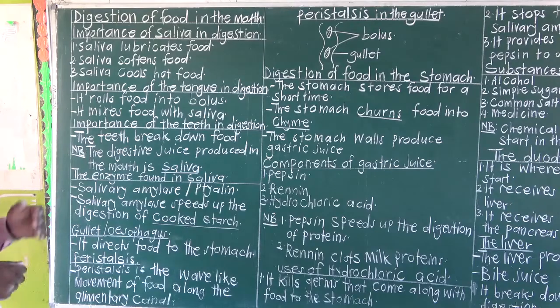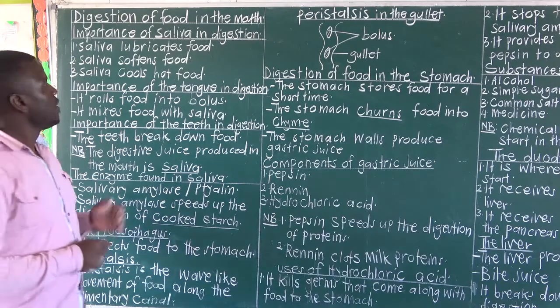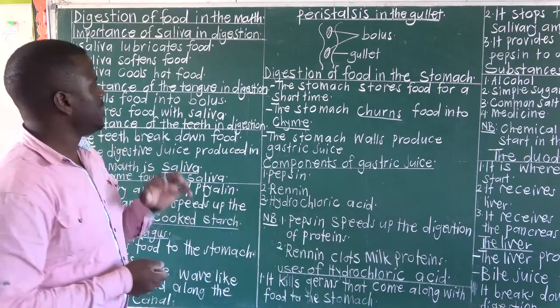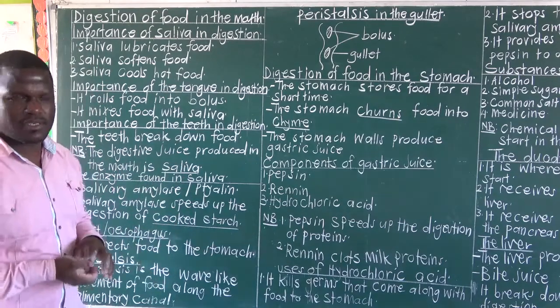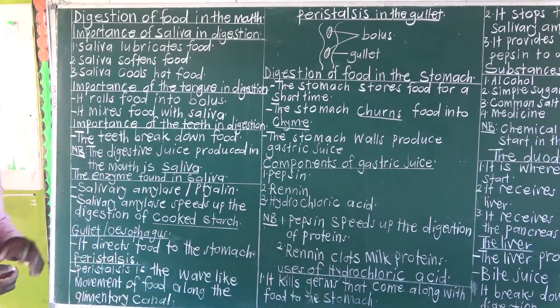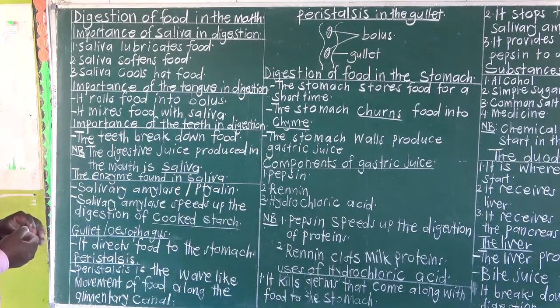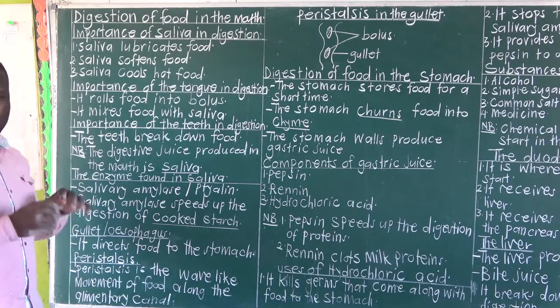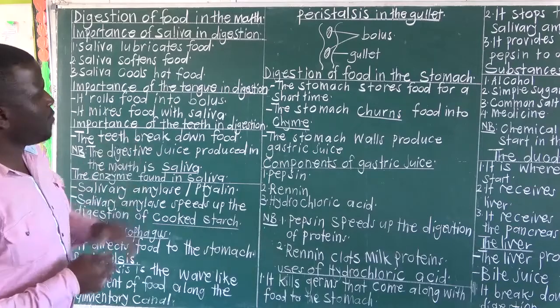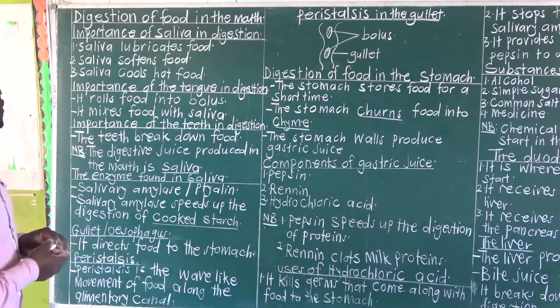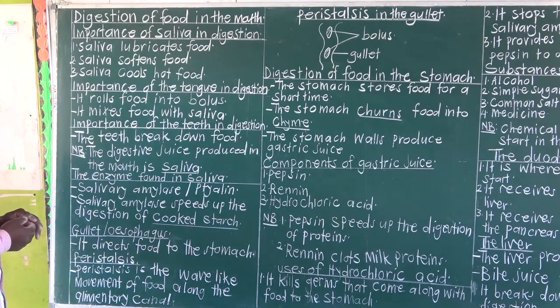So we want to begin with digestion in the mouth. You should know that digestion begins in the mouth. I repeat, digestion starts in the mouth. So when we eat food, digestion begins right away from the mouth. Remember, we said we have two types of digestion. We have chemical digestion and mechanical digestion. So let's begin with digestion in the mouth.